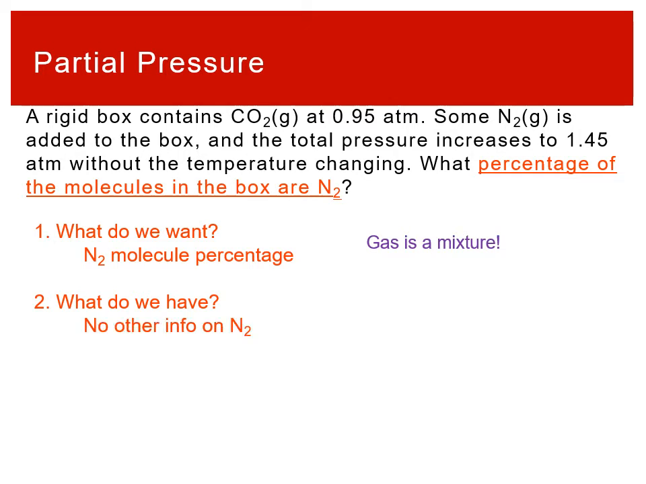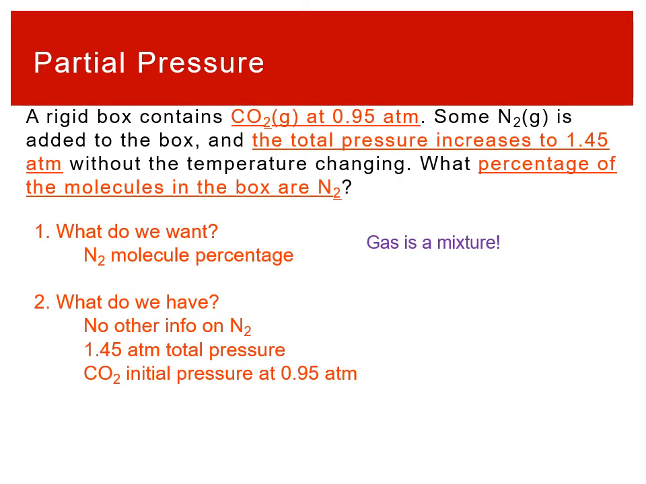So what do we have? Well, one thing to note is there's no other information about the N2. We don't know what the temperature is. We don't know the number of moles of N2. We don't know the volume of the box. We don't know any other information about the N2 which would give us any potential ability to use the ideal gas law or Boyle's law or anything else like that. So really the only way forward is going to be to deal with this as a mixture. We're going to have to rely on information about the other gases in this mixture. One piece of information is that the total pressure is 1.45 atmospheres.